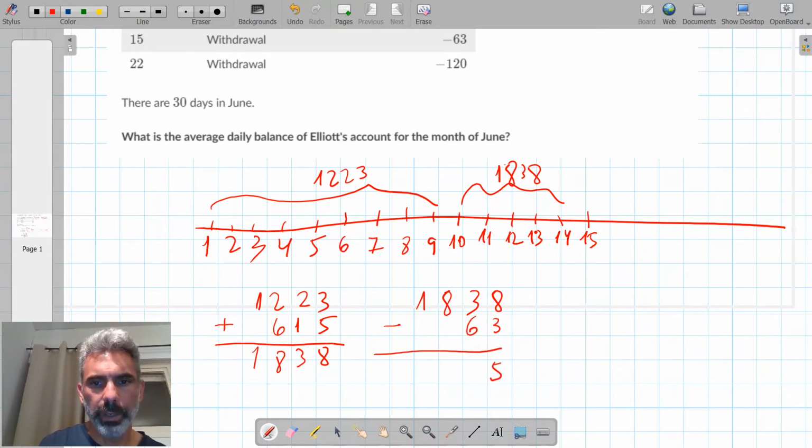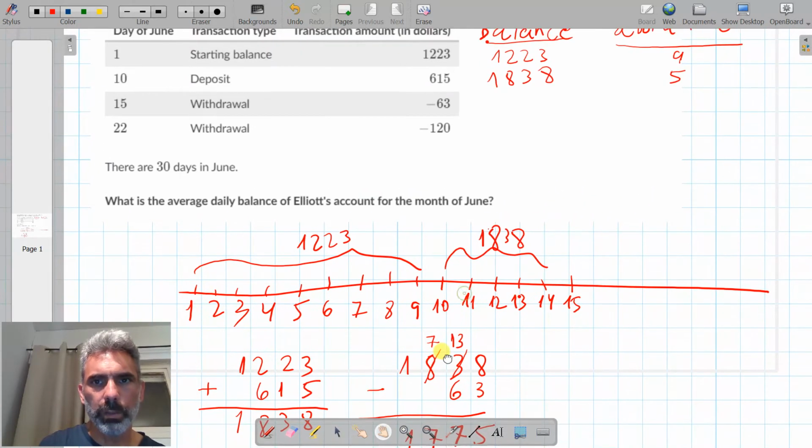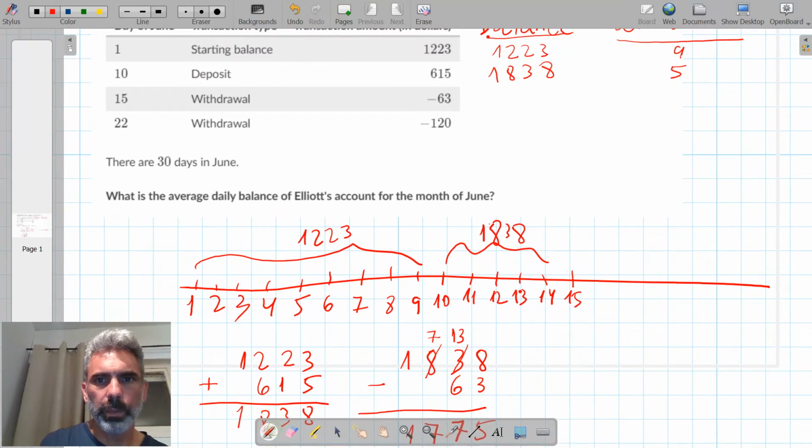8 minus 3 is 5. You cannot subtract 6 from 3, so 8 becomes 7, 3 becomes 13, 13 minus 6 is 7, 7 minus 0 is 7, 1 minus 0 is 1, so here the balance becomes $1,775, and it stays the same for 7 days, from June 15th to June 22nd.